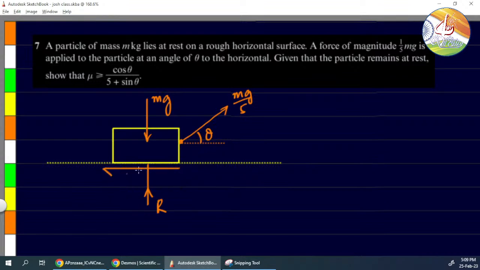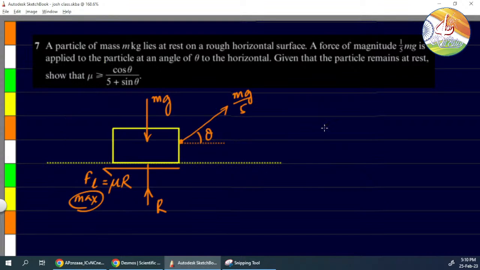Friction will be maximum, no? Maximum friction is limiting friction, and that limiting friction is mu times R. This is the maximum friction that any surface can provide. So let's calculate for the maximum value of friction, and then we will write it in this format.